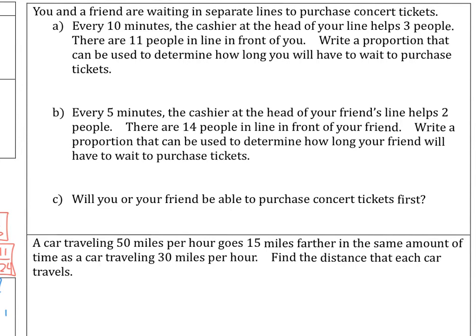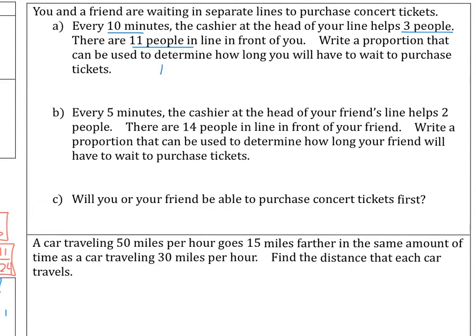You and your friend are waiting in separate lines to purchase concert tickets. Part A, every 10 minutes, the cashier at the head of your line helps 3 people. There are 11 people in front of you. Write a proportion that can be used to determine how long you will have to wait to purchase tickets.